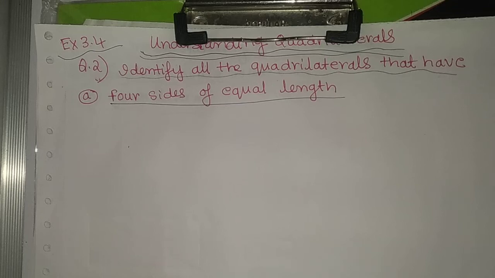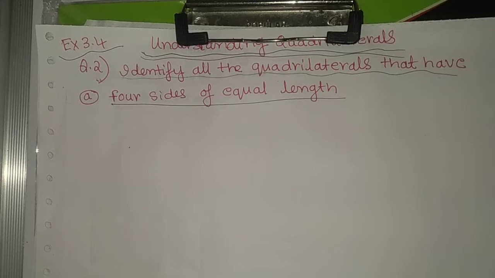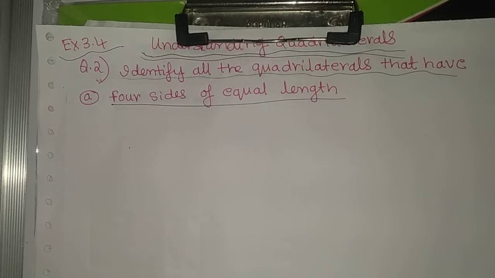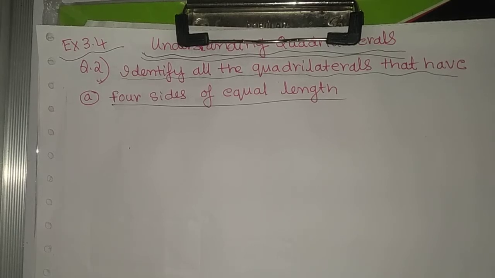Hello students, in this class we continue the chapter 3, Understanding Quadrilaterals, exercise 3.4. Here we'll solve the second question. The second question given is, identify all the quadrilaterals that have, there are two sub questions here. First option is 4 sides of equal length. So we'll see the quadrilateral having 4 sides of equal length.